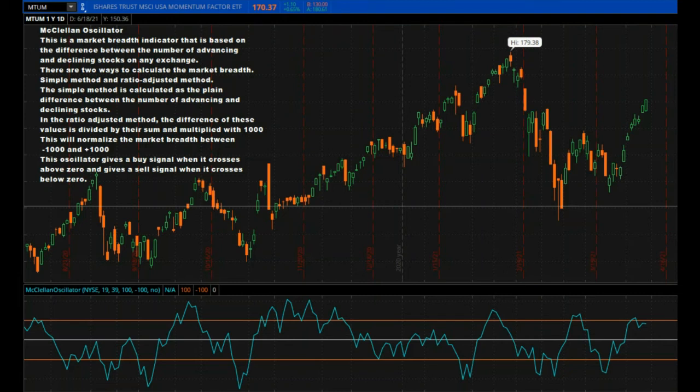The simple method is calculated as the plain difference between the number of advancing and declining stocks. In the ratio adjusted method, the difference of these values is divided by their sum and multiplied with 1000. This will normalize the market breadth between negative 1000 and positive 1000. This oscillator gives a buy signal when it crosses above zero and gives a sell signal when it crosses below zero.